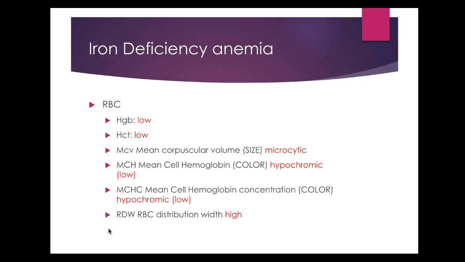Iron deficiency anemia, here's an example. If we're looking at a CBC, your hemoglobin and hematocrit are going to be low. Your MCV is going to be microcytic, so the size will be small. The color is going to be pale, small and pale. And your distribution width is going to be high because you're not going to have as many. They're all different sizes and they're spread far apart.